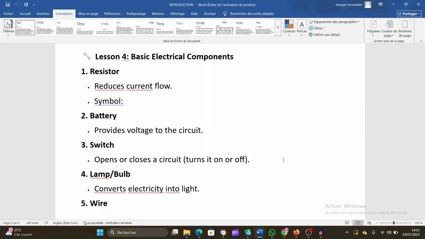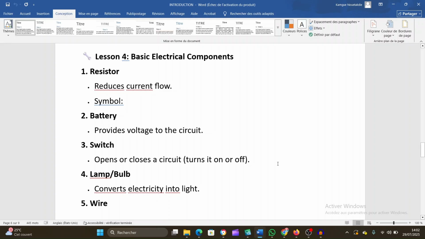Here we are talking about a component, which is different from a quantity. That is a resistor. The resistor reduces the current's flow. Resistance opposes, resistor reduces. So get this in mind.